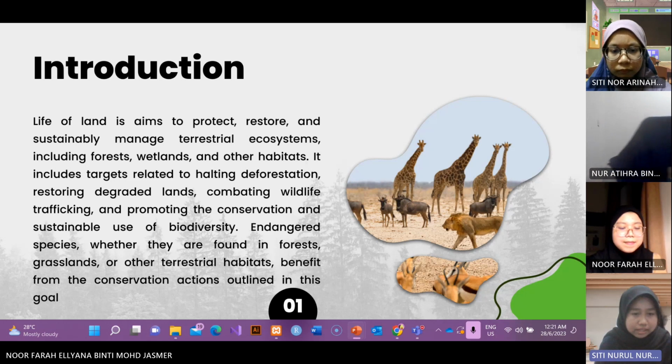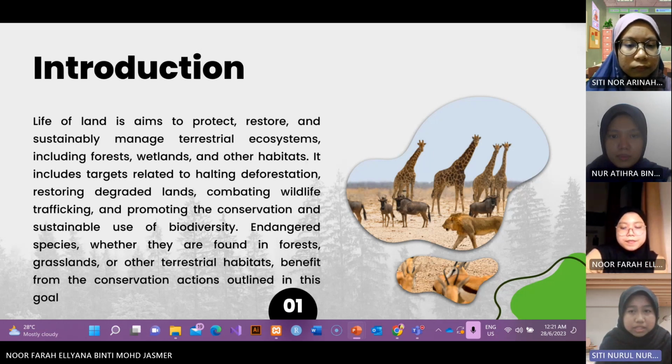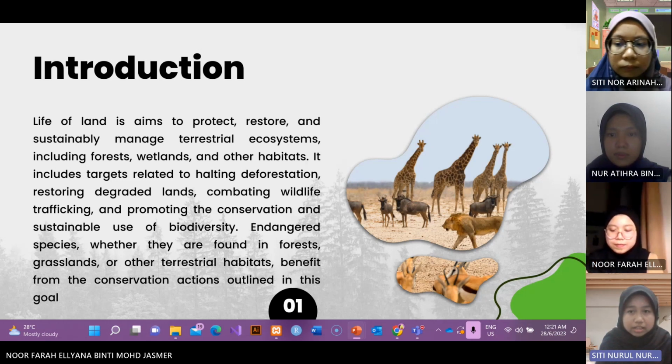of biodiversity. Endangered species, whether they are found in forests, grasslands, or other terrestrial habitats, benefit from the conservation actions outlined in this goal. So we know endangered species are plants and animals under significant threat, often caused by human activities such as habitat destruction, pollution, climate change, poaching, and illegal trade-related activities. Examples of endangered species are the Sumatran orangutan, the turtle, and the Sumatran tiger.